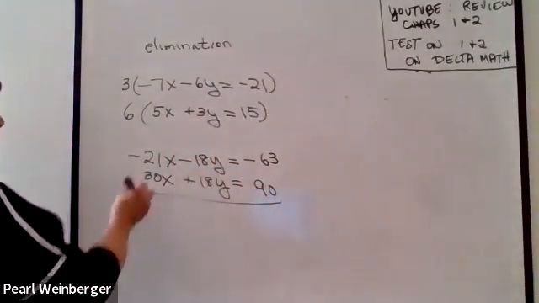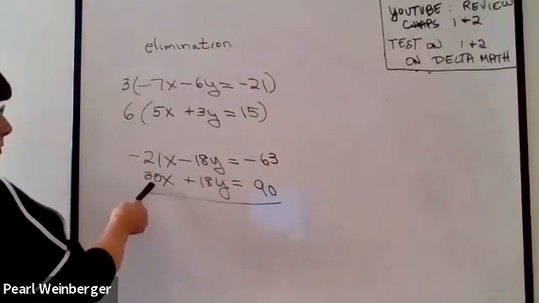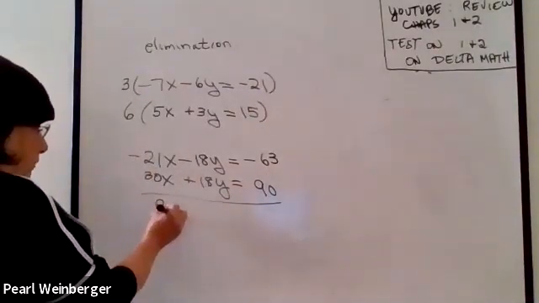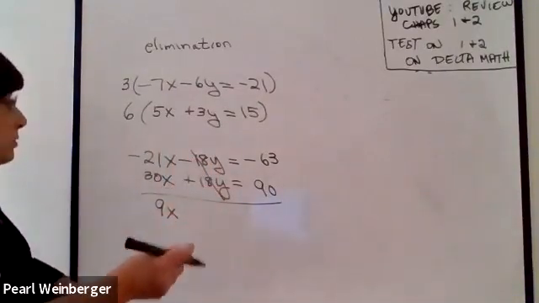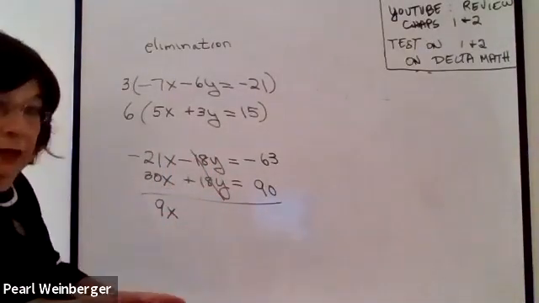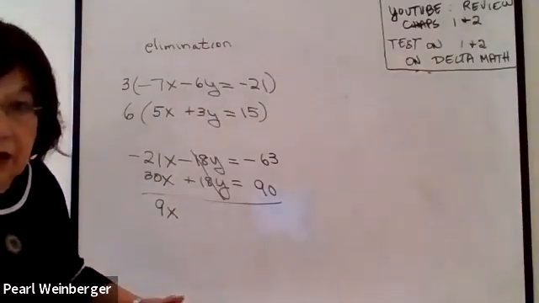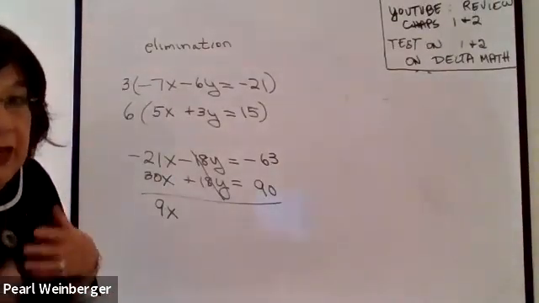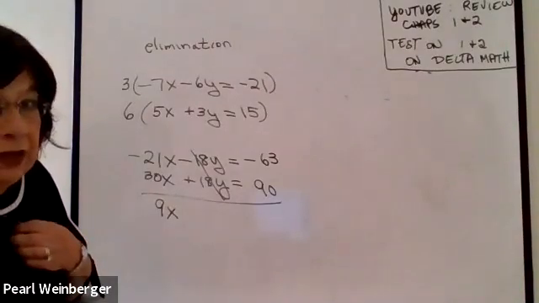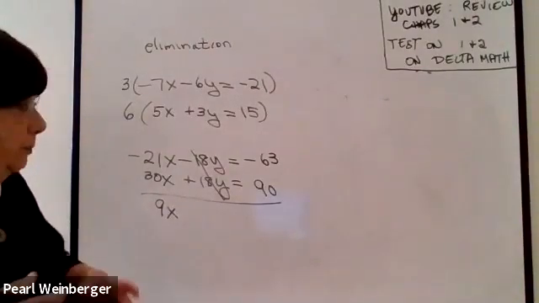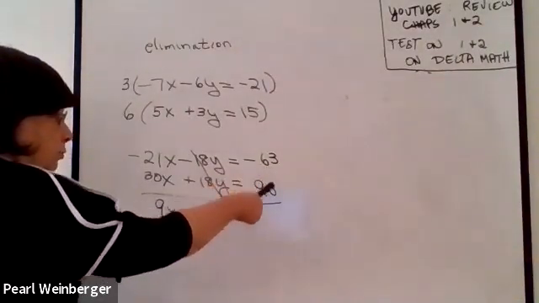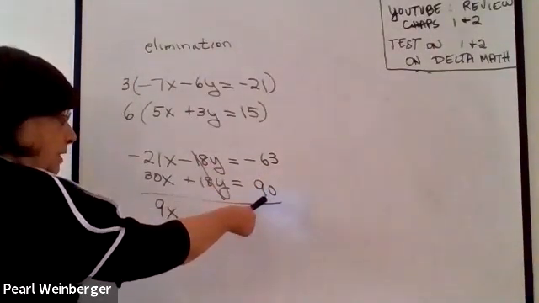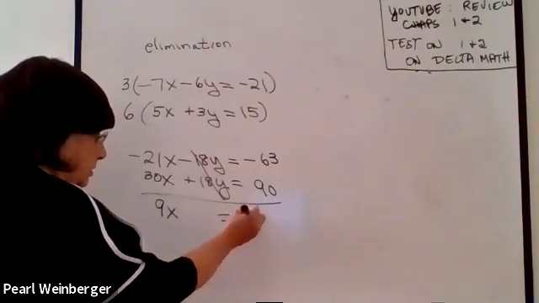Okay, now we add. Negative 21x plus 30x is positive 9x. Negative 18y and positive 18y is eliminated. It's canceled out. Look at that, we made the decision we wanted to eliminate the y's and we made it happen. What about here? Negative 63 and positive 90 gives me 27.